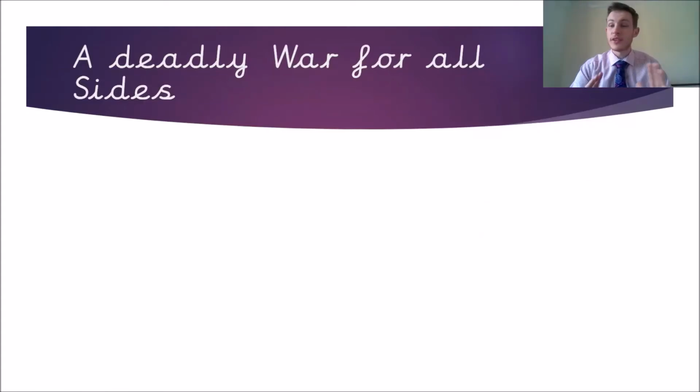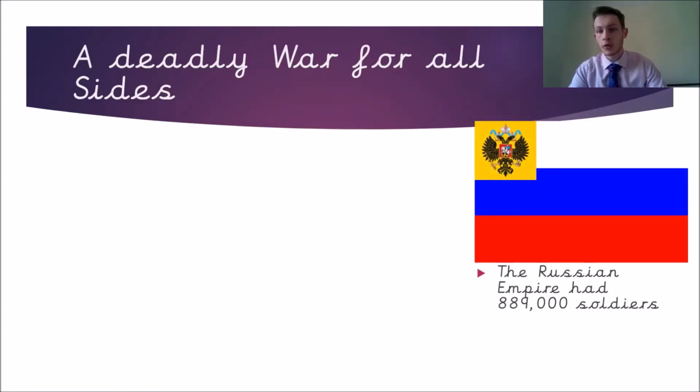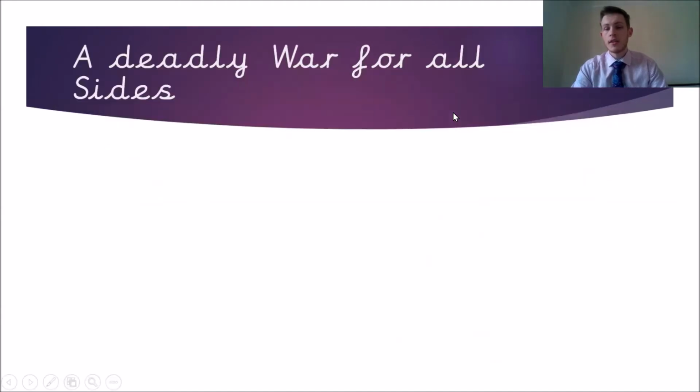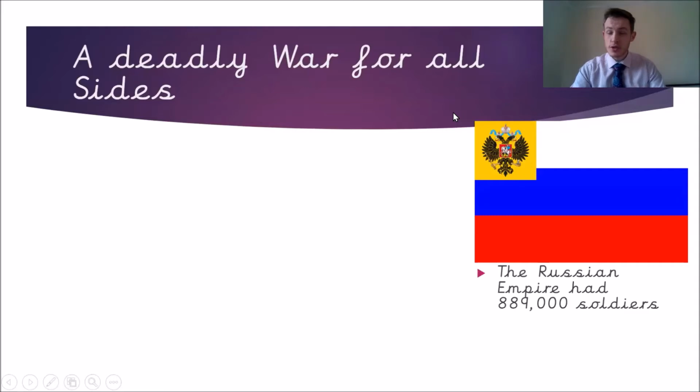Now, it was a deadly war for all sides. So you've got the Russian Empire. Now, the Russian Empire, we said it was this purple over here. They had 889,000 soldiers. So many soldiers.